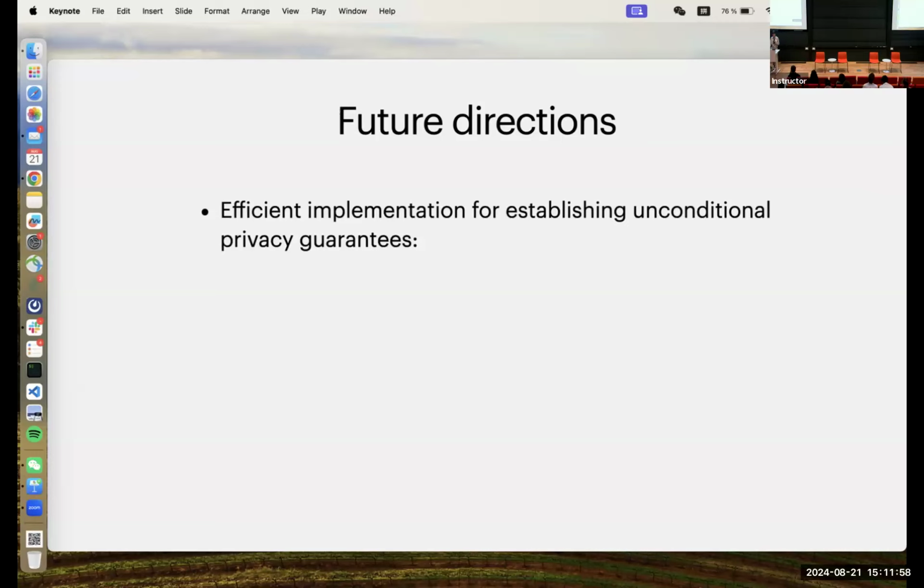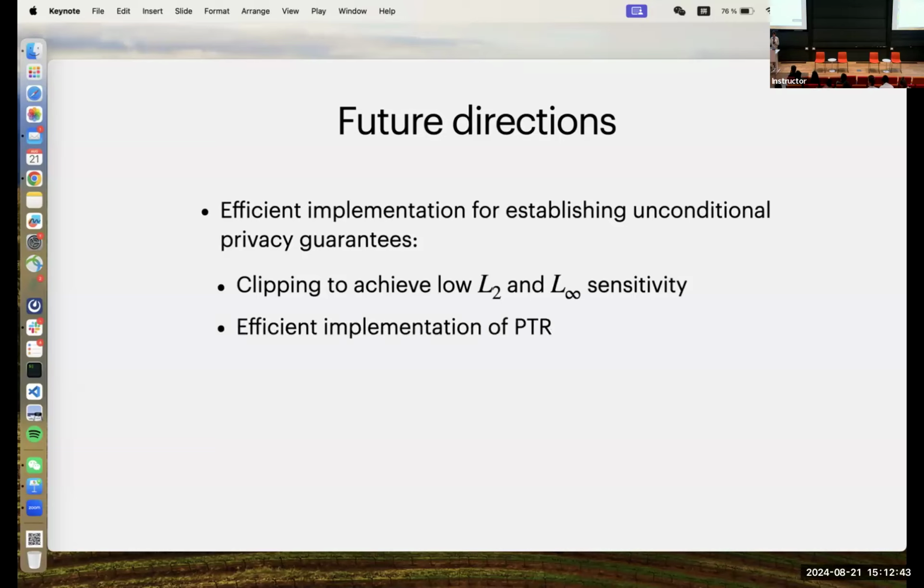Some future directions of this work: this work proposed a framework, but there are a lot of questions that we don't solve. First is an efficient implementation for establishing unconditional privacy guarantees, because it is impossible to computationally efficiently run PTR. One solution could be to design a method to clip the original data set so that it always has low L2 and L infinity sensitivity, and then you could potentially get an unconditional privacy guarantee. The other one is an efficient implementation of PTR.